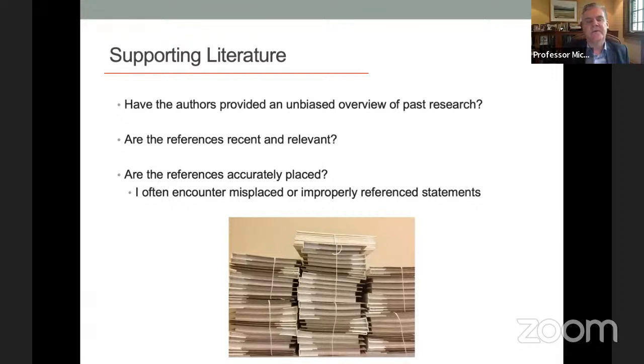Are the references recent and relevant? Are they accurately placed? So I often encounter situations where authors will make statements, but then the referencing for that statement is not relevant, it's inaccurate. And that is something that's very important that it be flagged.